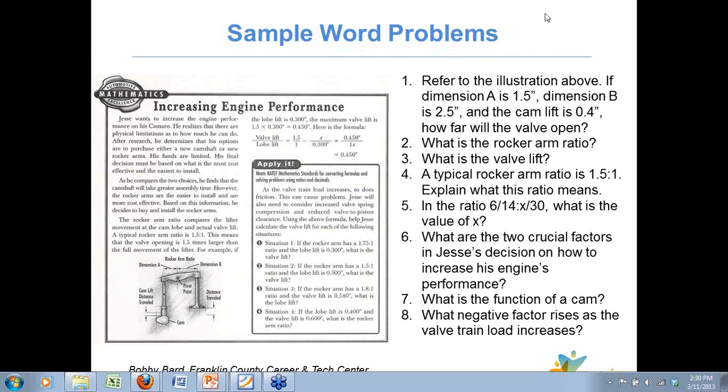So we have a question: where does this example come from? It looks like it comes from a textbook. I typed the questions up, pulled them off of the original scan, but perhaps, Bobby, you could tell us what book this comes from. Yes, it comes from the Automotive Excellence textbook. Okay, and that's a Glencoe textbook, the company that puts it out.